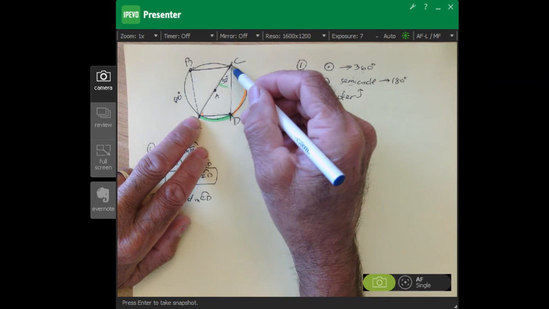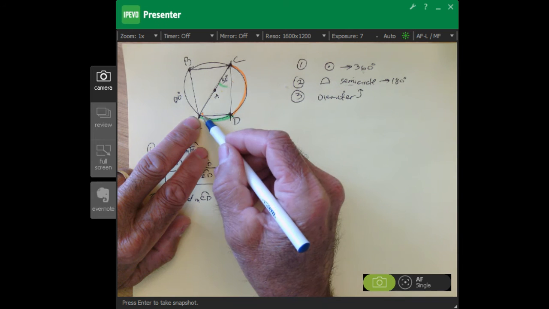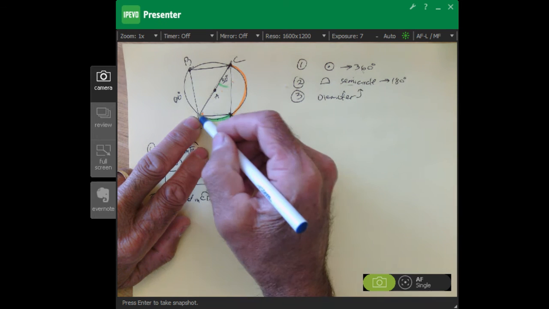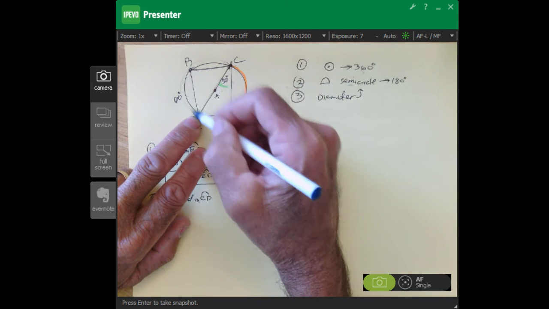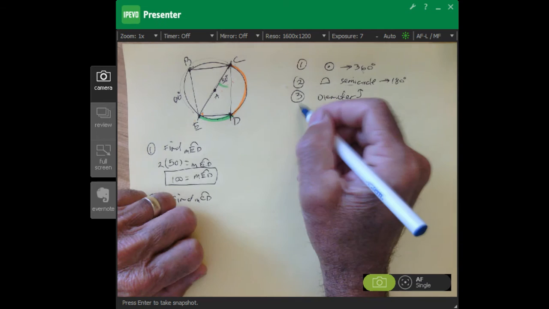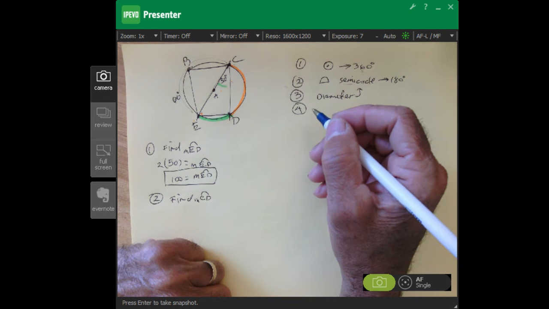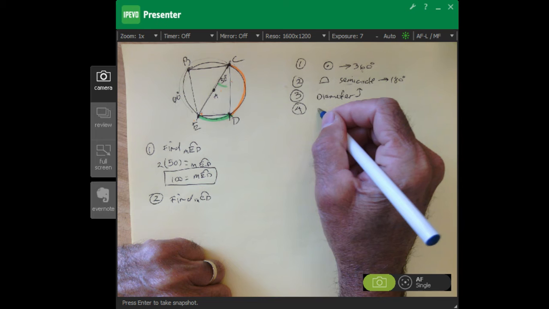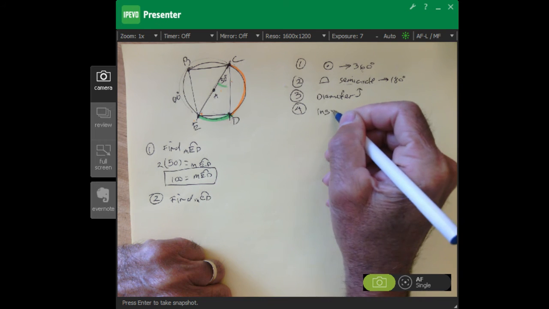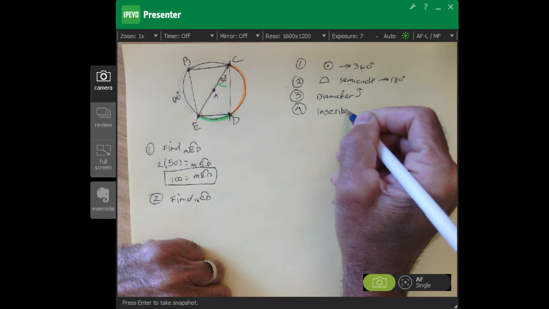Okay, the diameter cuts off a half circle, or a semicircle, right? So there's a semicircle, there's a semicircle. Okay. What else do we know? And I'm going to write down a list, and I might forget some things, but I'll have everything we need for this problem for sure.